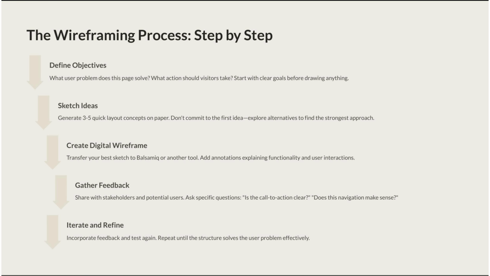Start by defining clear objectives. What user problem does this page solve? Sketch 3 to 5 layout concepts on paper, exploring alternatives. Transfer the best sketch to a digital tool like Balsamiq, adding annotations for functionality. Share with stakeholders, asking specific questions. Incorporate feedback, iterating until the structure effectively solves the user problem.